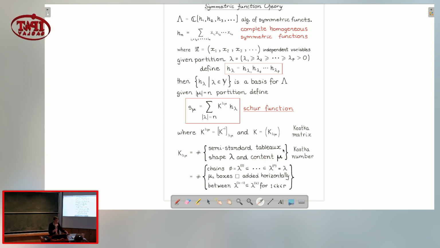From the point of view of the Young lattice, if you like, these are chains, not necessarily saturated. These are chains that are allowed to make jumps, with the requirement that between, say, the k minus first partition and the kth, I have to add mu k boxes horizontally.